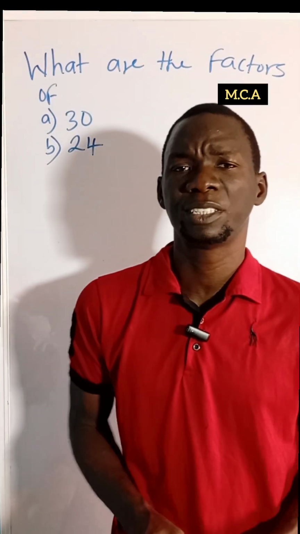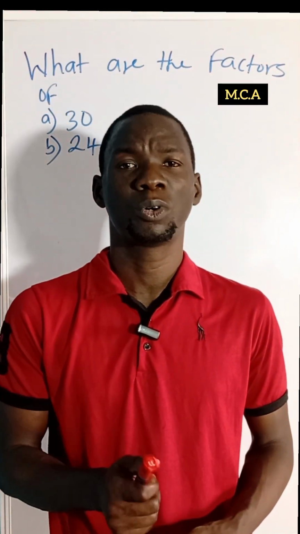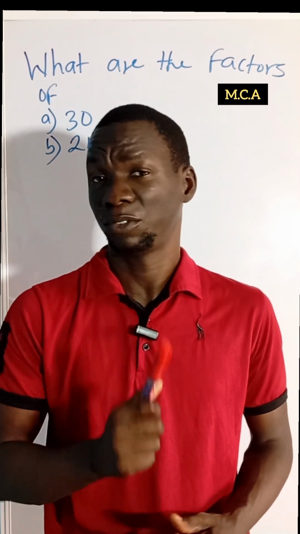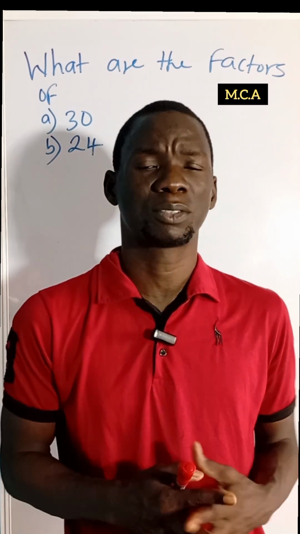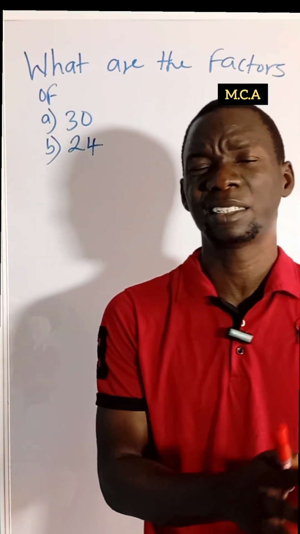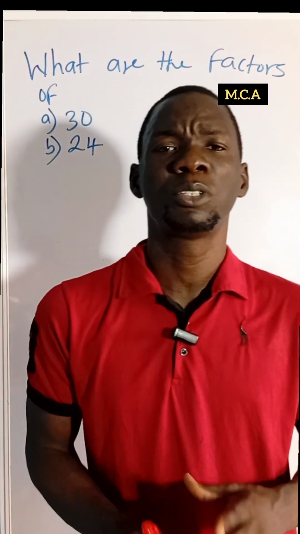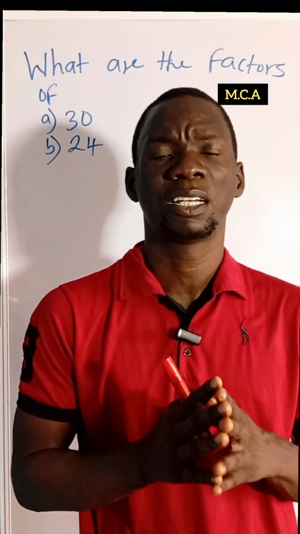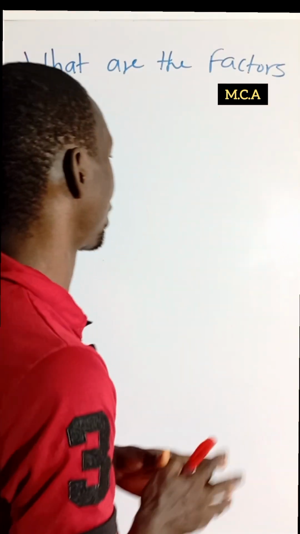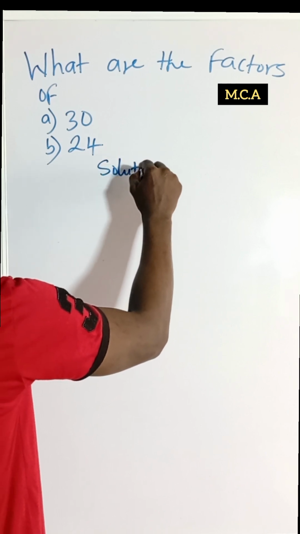Do you know that having the knowledge of factors of a number will help you or your child to understand division of numbers? So what are factors? The factors of a number are those numbers that can divide a given number without having any remainder. Now in this short tutorial, we'll be learning how to get the factors of 30 and the factors of 24. So let's go and solve this.